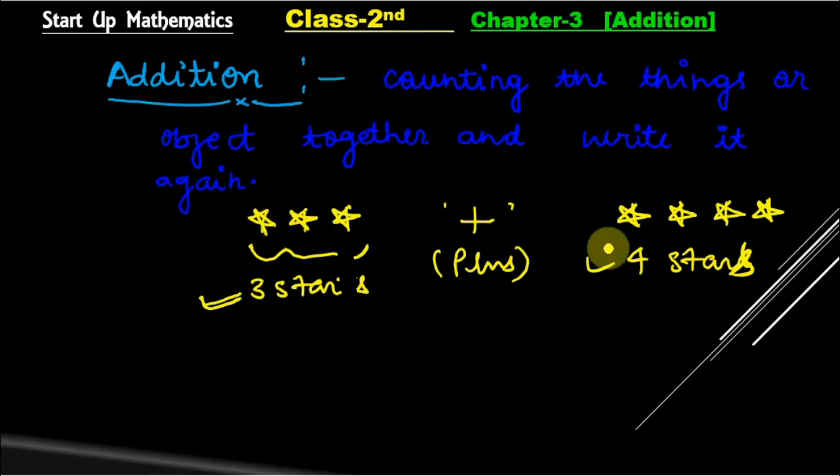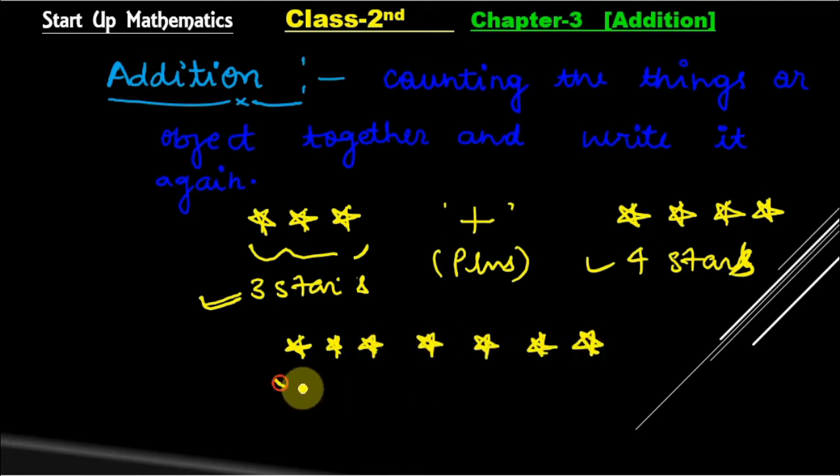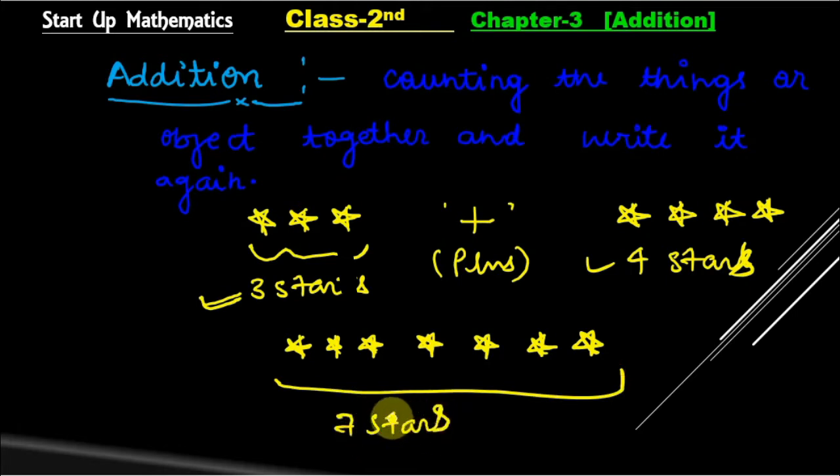So 3 stars and 4 stars will be in total 1, 2, 3 and 1, 2, 3, 4. So 1, 2, 3, 4, 5, 6, 7. These are 7 stars. This process is called addition. Addition means counting the things or objects together and writing it again. Clear?